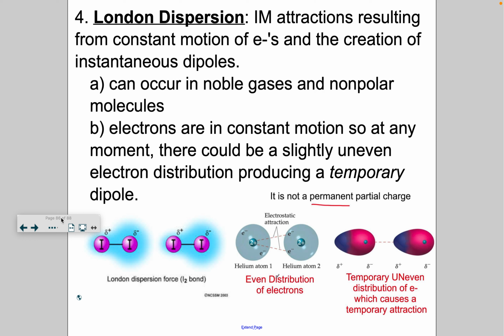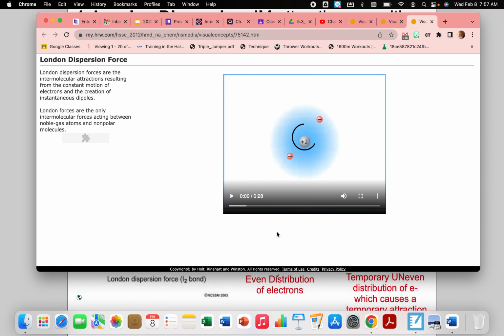The fourth and final IM force is London dispersion forces, and this is strictly between noble gases and nonpolar molecules, things that are very inert, or do not attract others. What's happening here is we have two nonpolar molecules like iodine gas, and electrons are being shared equally, but sometimes those electrons just end up on one of the atoms spontaneously, and so as a result you end up with this slightly uneven electron distribution, or a temporary dipole. And so that is an example of London dispersion.